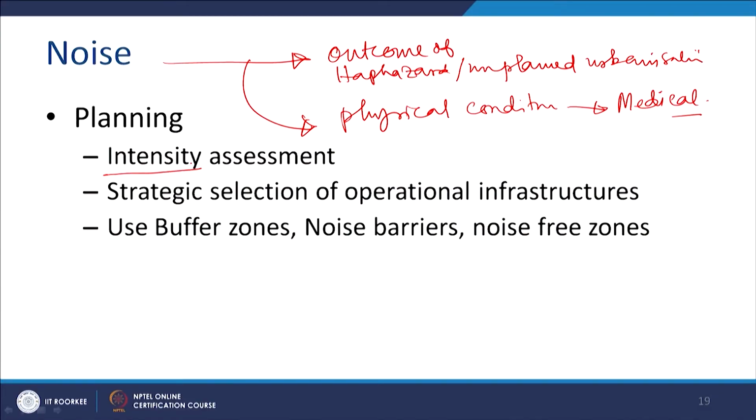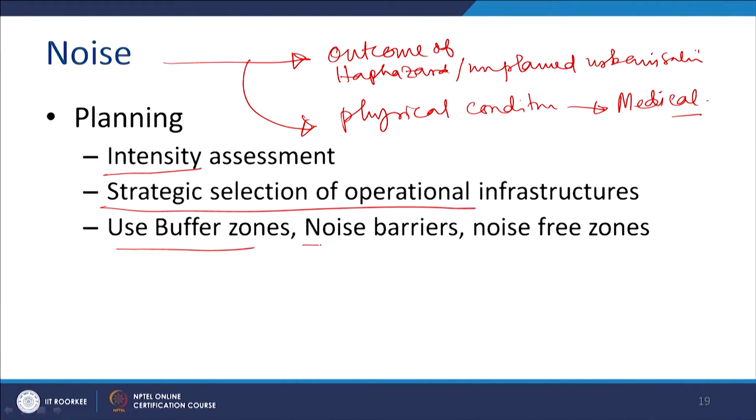So, at the planning level basically we assess the intensity at various zones and locations. Then we take the strategic selection of the operational infrastructure. For example, some of the operations like bus, train, public vehicle, the local transport, paratransit and the non-motorized transportation, sometimes they also create a lot of noise. So, selection of those kind of modes based on the noise is another criterion. We should select those which emit very little sound. Use buffer zones, noise barriers, noise free zones in the cities, those kind of strategies are required at the land use level, at the area level planning.